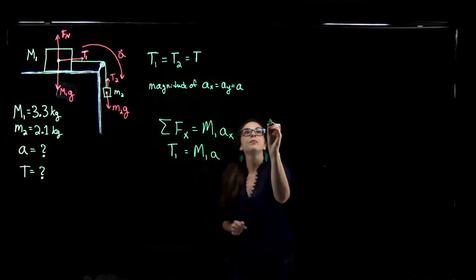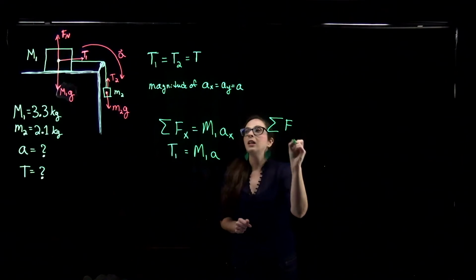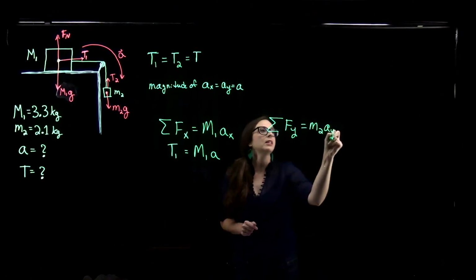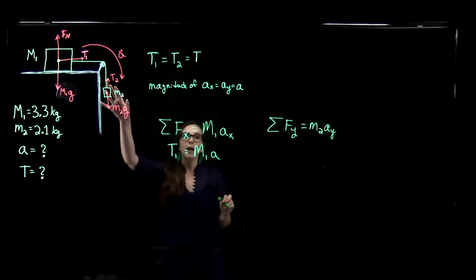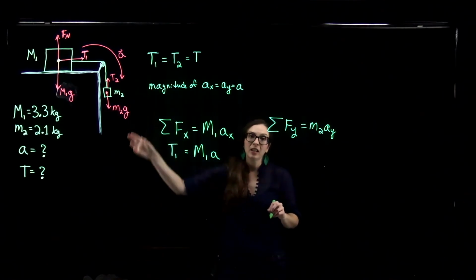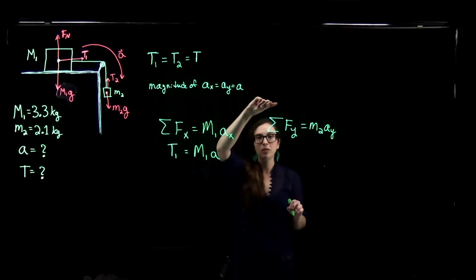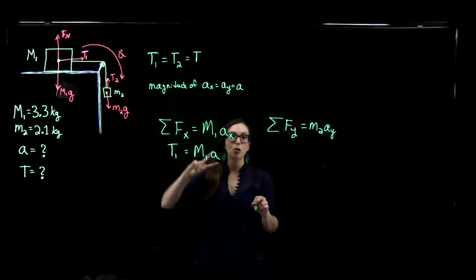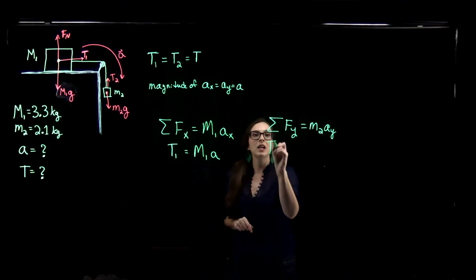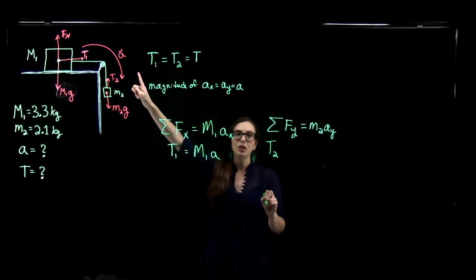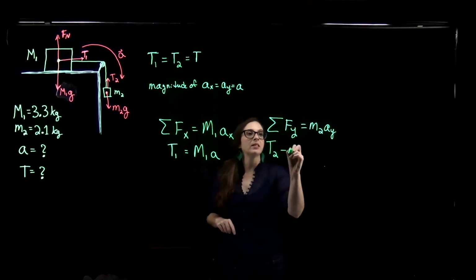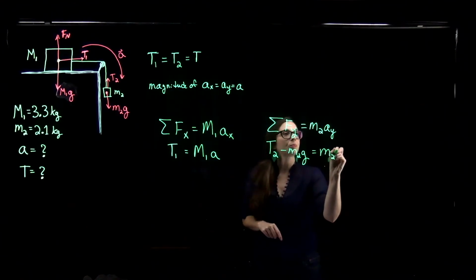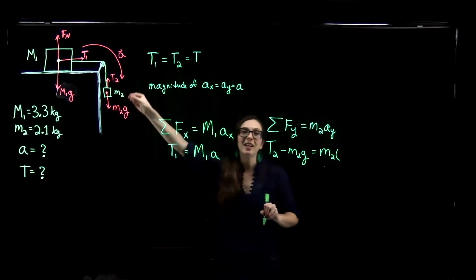And over here, for the sum of my forces in the y direction equals our second mass times its acceleration in the y direction. Because our second mass is only moving in the vertical direction, we only have to solve Newton's second law in the vertical direction for this one. And this hanging mass has two forces acting on it. It's got the tension force upward, T2 upward, minus its weight, minus m2g acting downward, equals its mass, and this acceleration is in the negative direction.